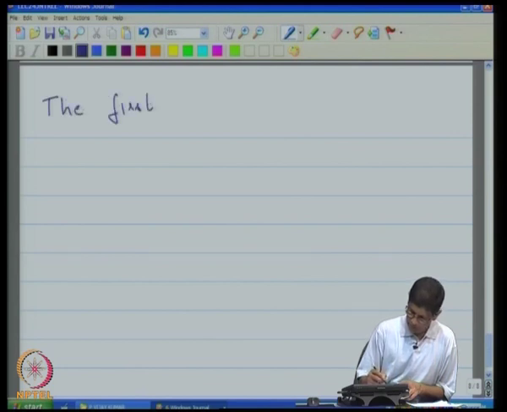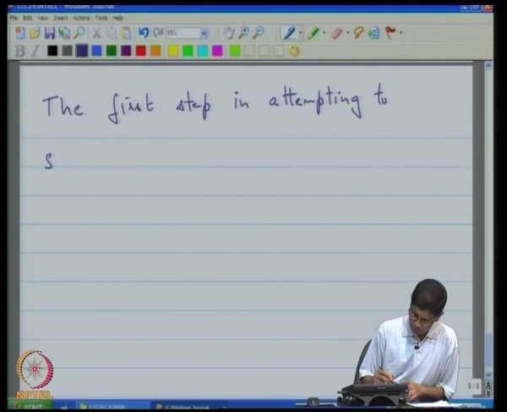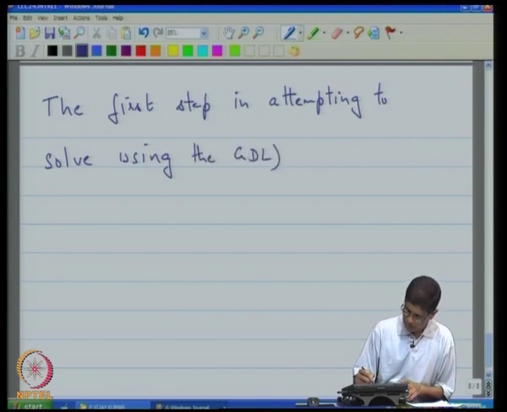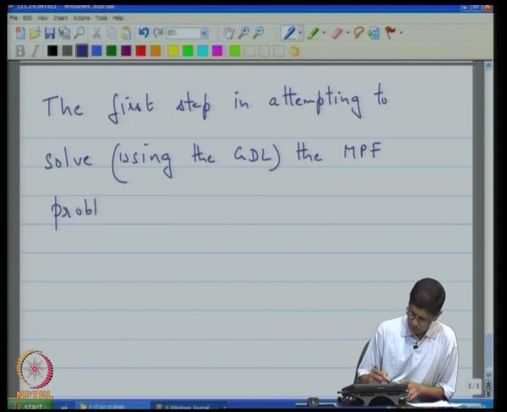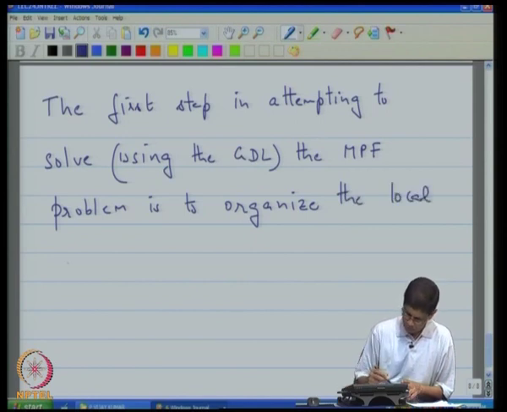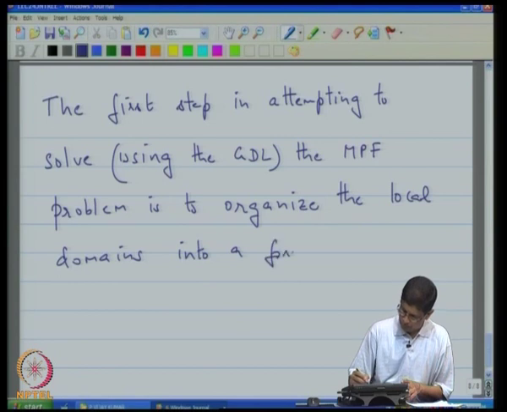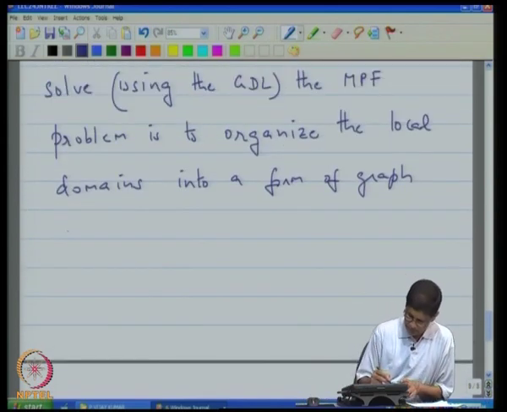The first step in attempting to solve the MPF problem using the GDL is to organize the local domains into a form of graph known as a junction tree.